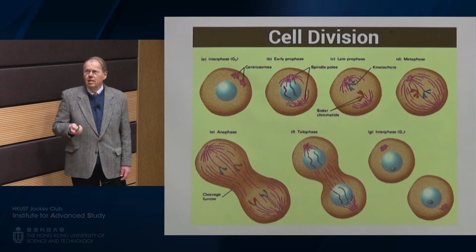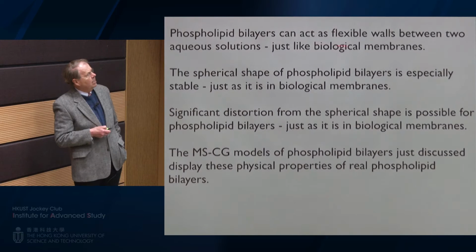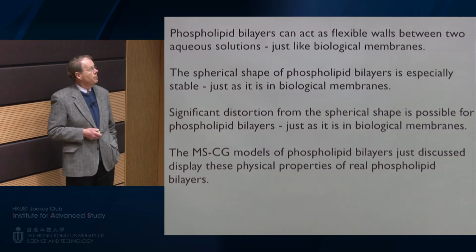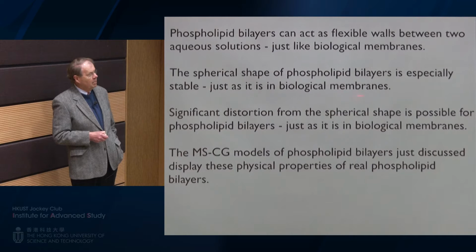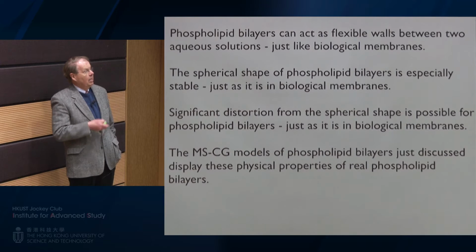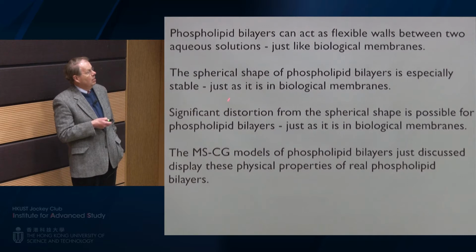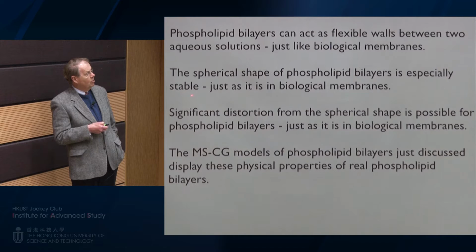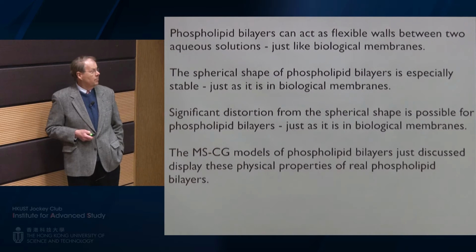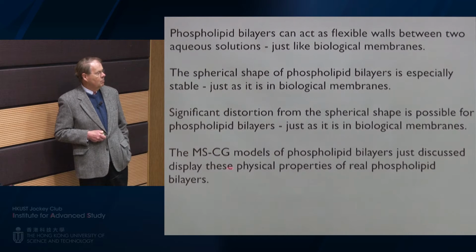So phospholipid bilayers can act as flexible walls between two aqueous solutions, just like biological membranes. The spherical shape of phospholipid bilayers is especially stable, just as in biological membranes. The thing that's different about this slide and the others is that instead of talking about lipid bilayers, the model mimicking lipid bilayers, here I'm talking about biological membranes. Significant distortion from the spherical shape is possible for phospholipid bilayers, just as in biological membranes. The MSCG models for phospholipid bilayers, just discussed, display these physical properties of real phospholipid bilayers.